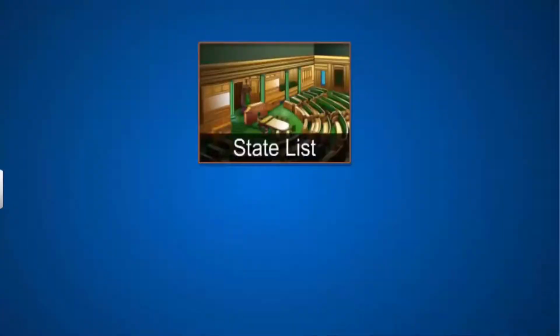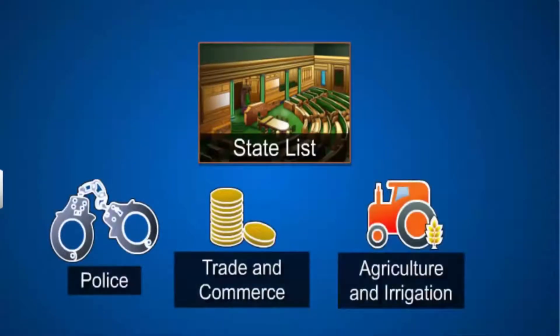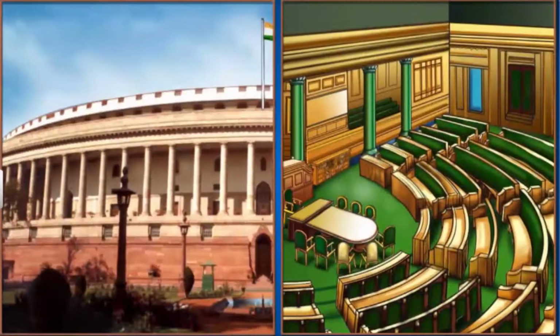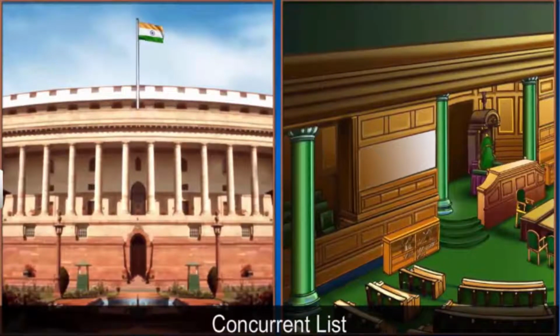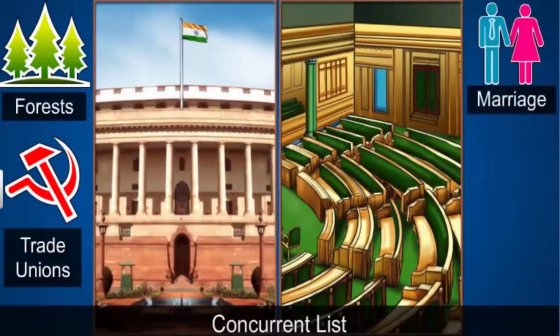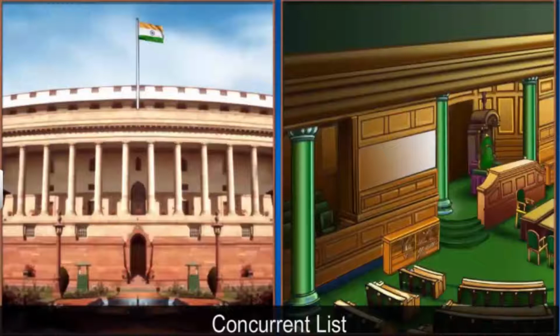The second list is the State List that consists of 66 subjects of state and local importance such as police, trade, commerce, agriculture, and irrigation. The state legislature alone can make laws related to subjects mentioned in the State List. The third list is the Concurrent List, which includes subjects of common interest to both the Union and state government. For example, forests, trade unions, marriage, adoption, and succession. Both the Union and state governments can make laws on the Concurrent List, but in case of conflict, the laws by the Union government are given more importance.